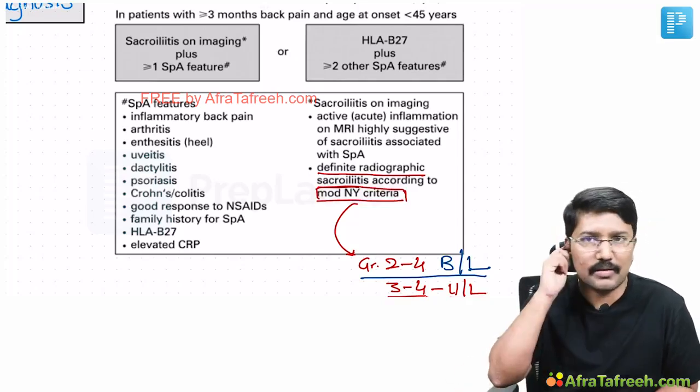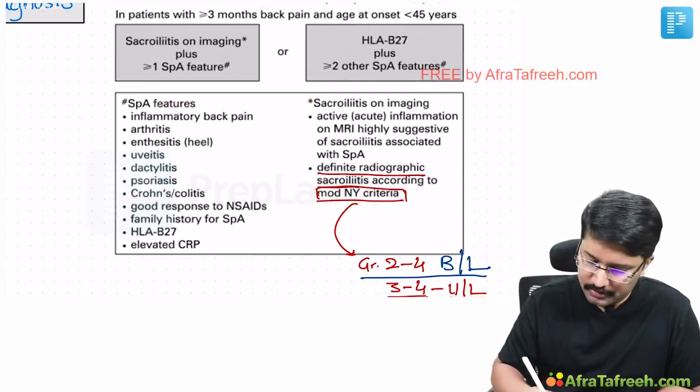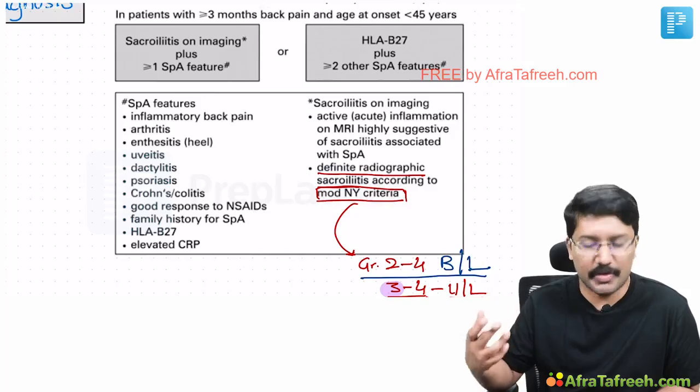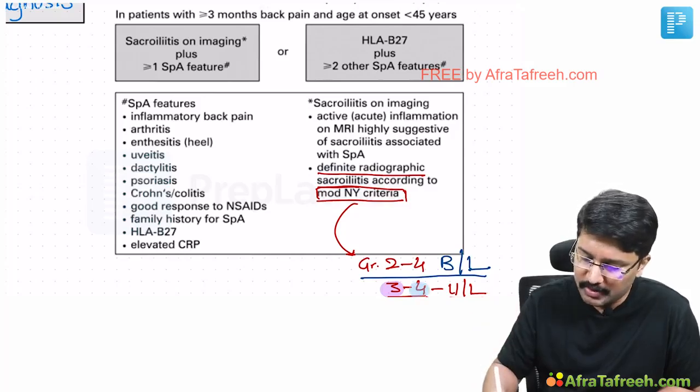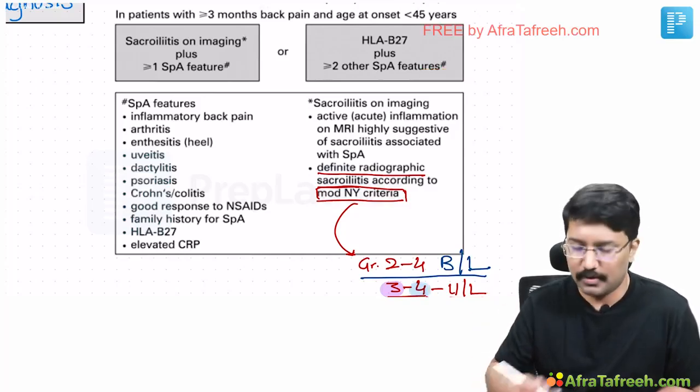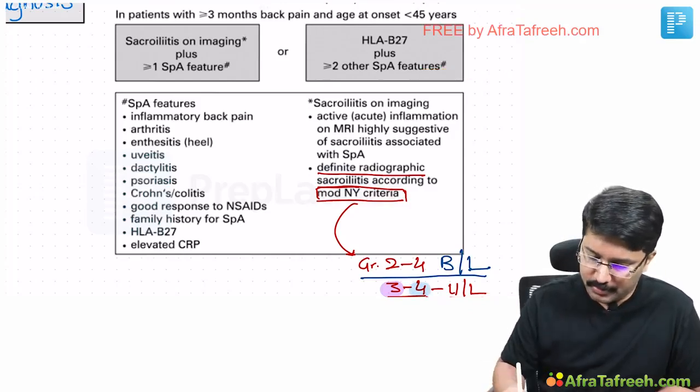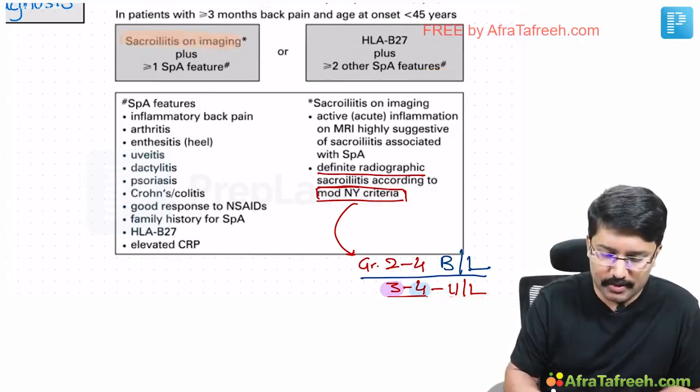So we have already discussed the grading, right? So grade 3 means what? We are expecting some ankylosis and joint space widening. Grade 4 means we are expecting complete ankylosis, right? Okay. That is when we have radiographic evidence of sacroiliitis.